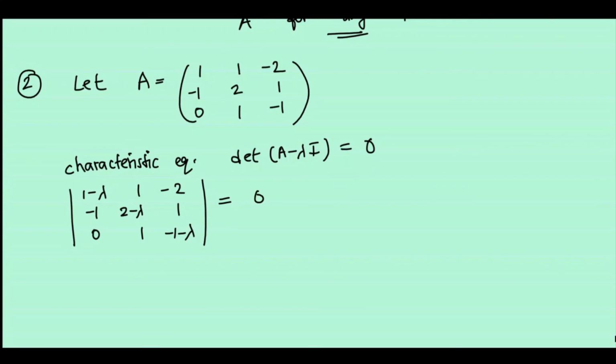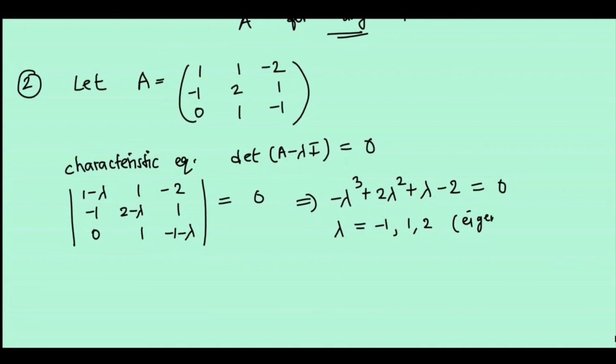Now if you expand this, we will get minus lambda cube plus 2 lambda square plus lambda minus 2 equal to 0. So this is the characteristic equation, and it is a cubic equation. If you solve it, we will get the eigenvalues as minus 1, 1, 2. So they are the eigenvalues.